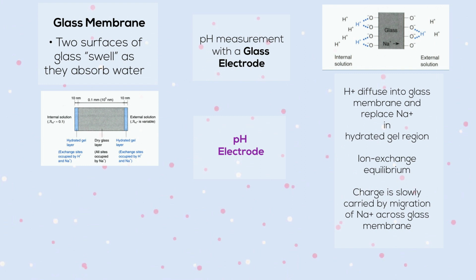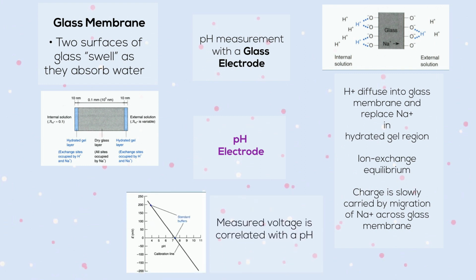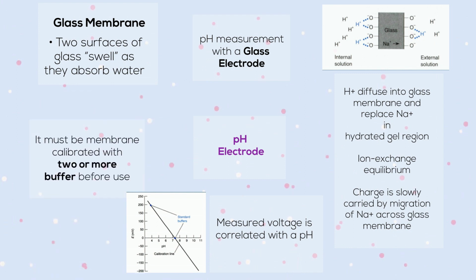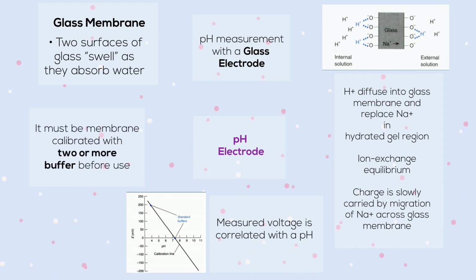The ion exchange is in equilibrium. Charge is slowly carried by migration of sodium ions across the glass membrane. Measured voltage is correlated with a pH, which is then used to measure an unknown concentration of analyte. Before using the pH electrode, it should be calibrated with 2 or more standard buffers.